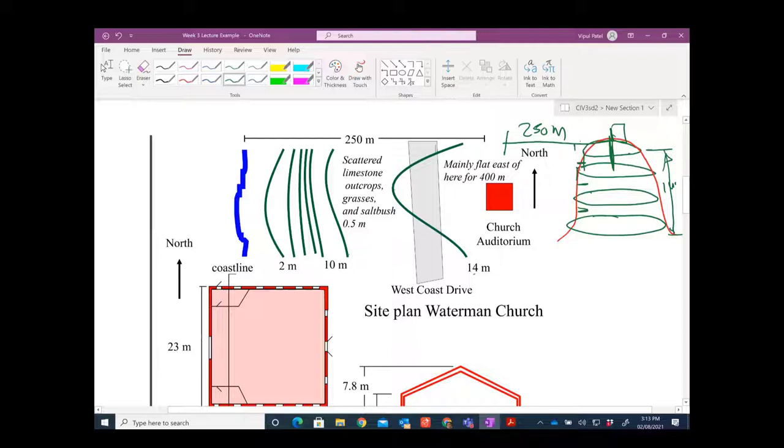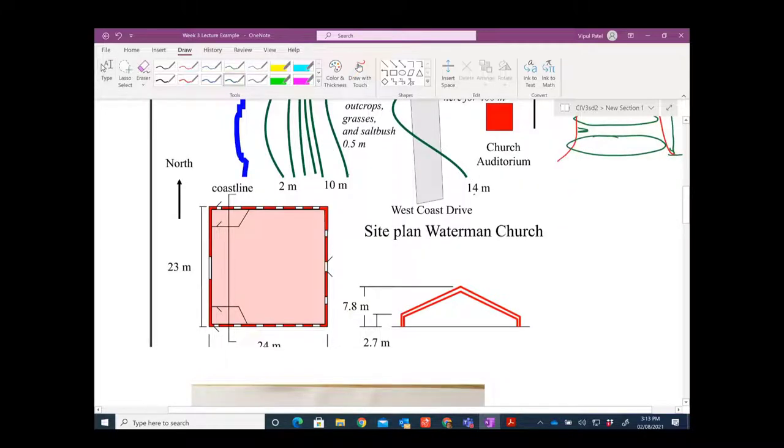You have this church building sitting at 14 meters on the upfield, and then you have different contour lines given to you. Those contour lines represent the ground levels, and at the ground level you have this coastline. These measurements are given, 14 meters, 2 meters, and so on, and 250 meters. The plan view of your church building is given here. This is a plan view.